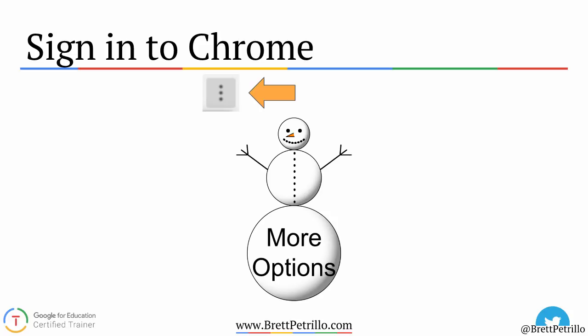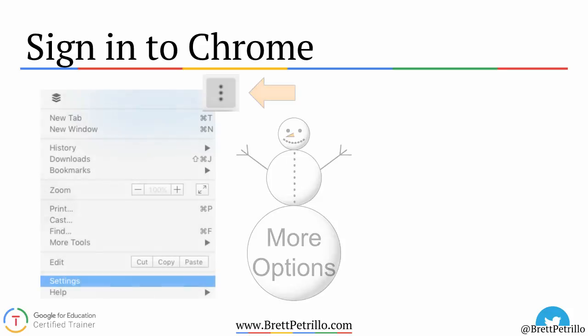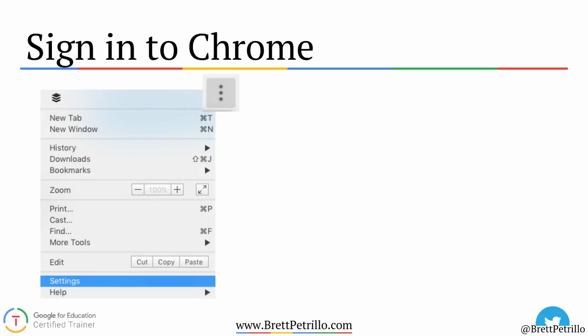You'll see in the top right-hand corner of the browser these three dots standing on top of each other. In my opinion, it looks a little bit like a skinny snowman. Well, that actually gives you some more options. So if you go on up there and click that, what will show up is this little menu there, new tab, new window. I want you to scroll all the way down to settings and click on settings.